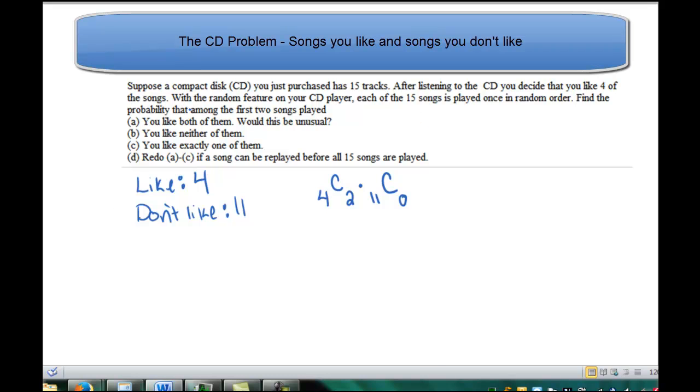Because we're talking about the probability that among the first 2 songs played, we're only interested in the first 2. So this goes on top, and on bottom, we're talking about the total possibilities. So we have 15 songs in total, and we'll be choosing 2. I want you to notice that this 4 and the 11 are going to total up to 15, and that this 2 and 0 are going to total up to 2.